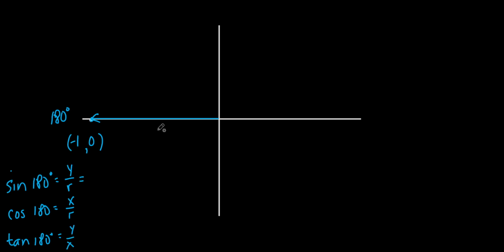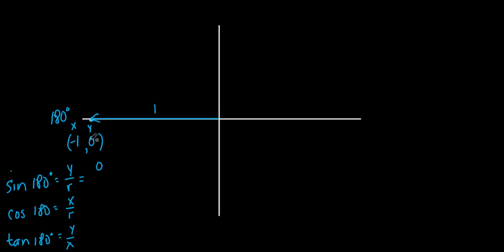Okay, so let's think of that. Now, what's our x and our y? Our x is negative 1, and our y is 0. What's our r? It's the length of this. It's 1, isn't it? Okay. So, what do we write? 0 over what?